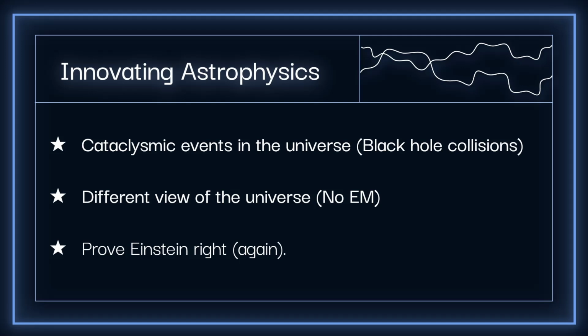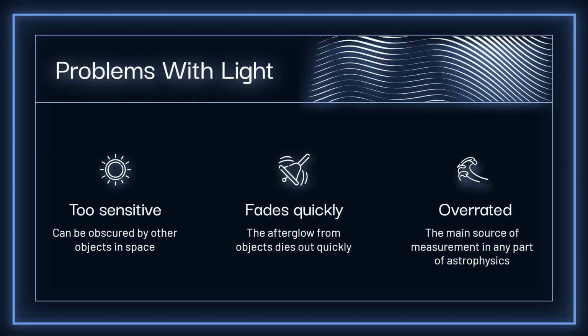With gravitational waves, we can detect cataclysmic events in space, such as black holes colliding or even the very beginning of the universe. It also allows us to obtain a new view of the universe altogether, completely different from the traditional methods of astrophysics. Before we go deeper into these applications, we need to understand the problem with light.